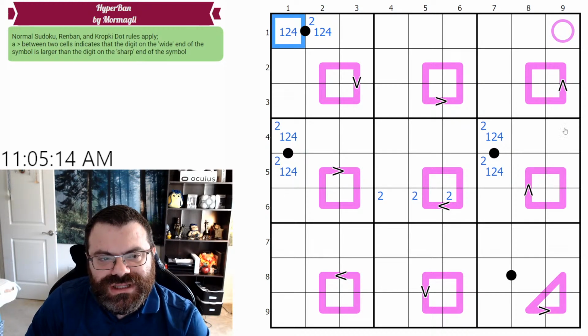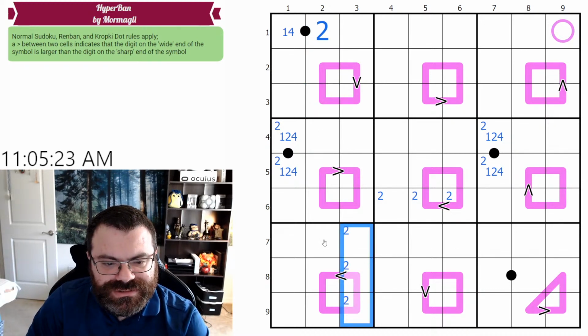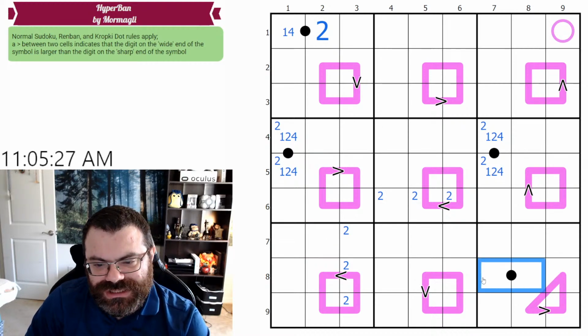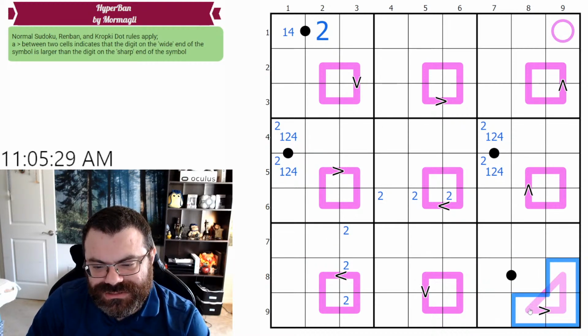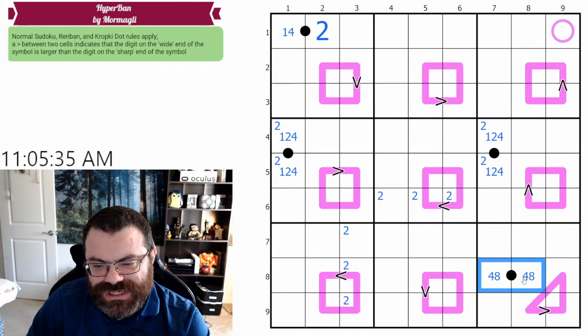Yeah, these 2's point up, making this one a 2. So 2 down here. So does this Kropki do the same thing? I don't think so. 4, 8 does leave, for example, 5, 6, 7 in here.